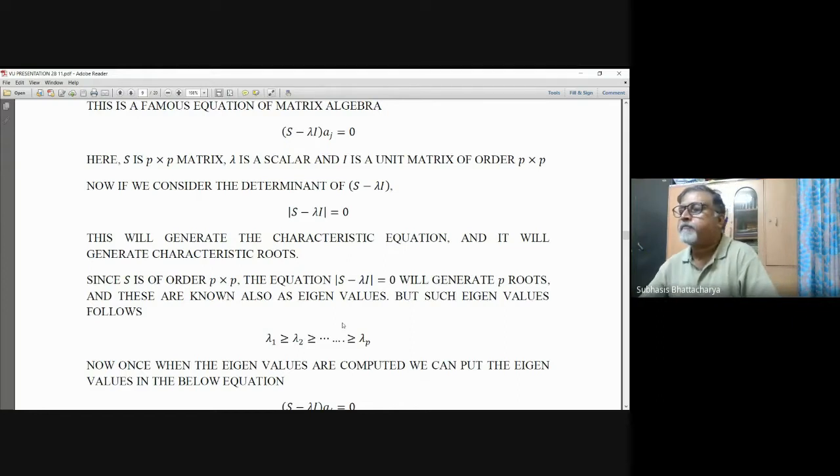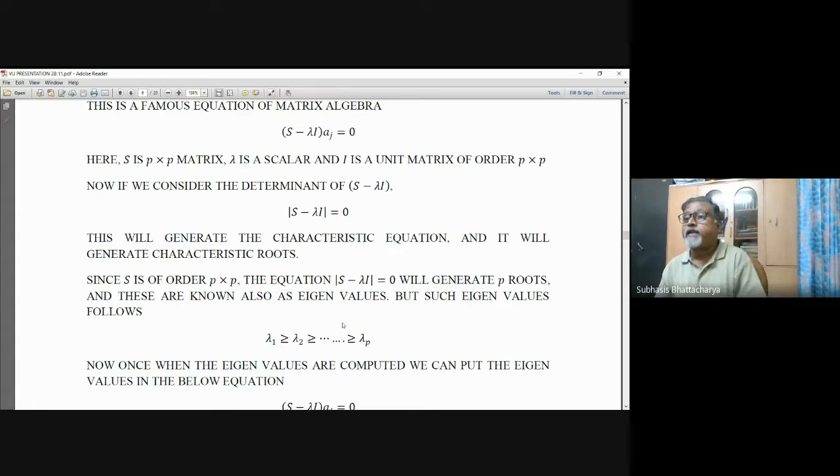Here S is a square matrix, lambda is a scalar, and I is a unit matrix. The order is known. Since this is a first order condition, I can write S minus lambda I equals 0. This will generate the characteristic equation and also the characteristic roots.